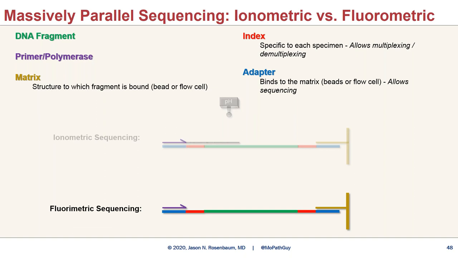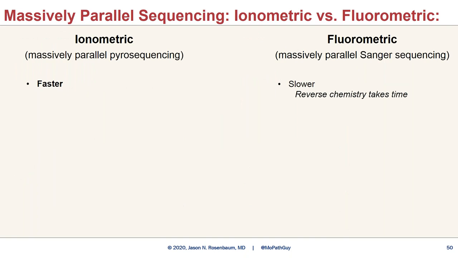Fluorometric sequencing has different constraints. You don't need to know the sequence because each nucleotide is individually labeled. So as a labeled nucleotide is incorporated, a laser flashes, causes the emission of a signal, and we can repeat that over and over and over again. And if this cartoon is seeming tedious, that's intentional, because one of the disadvantages of fluorometric sequencing is that the chemical reversal, the chemical cleaving of the signal, takes extra time. And so fluorometric sequencing is a slower technology than ionometric sequencing.